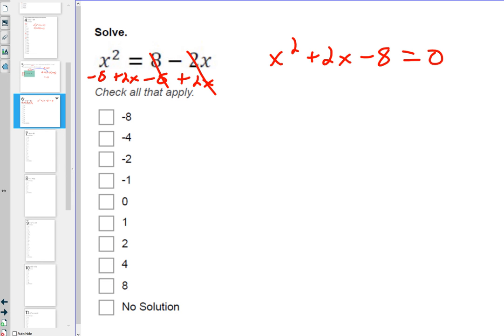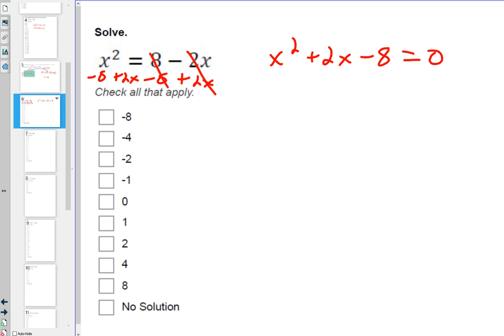Now, as you get to know me, what do you think I would think would be the best way to go here? Factoring, sure. Anytime a is 1, I'm going to try factoring. Maybe it doesn't work. There's no guarantee that factoring works, and if it doesn't, you need to use the quadratic formula. But let's at least try factoring.